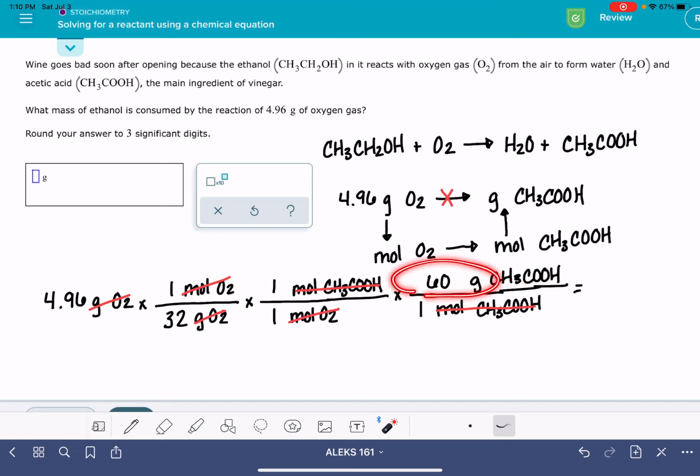So your molar mass is not going to be 60. It's going to be 60 with a little bit more detail out here. You're going to have some decimal points out here. ALEKS does not like it when you round molecular weight, so don't do that.